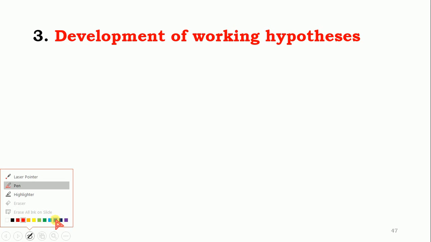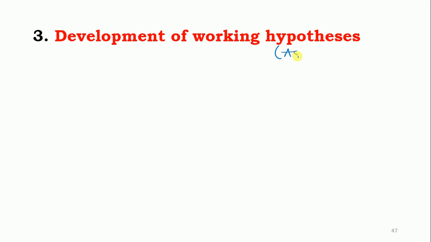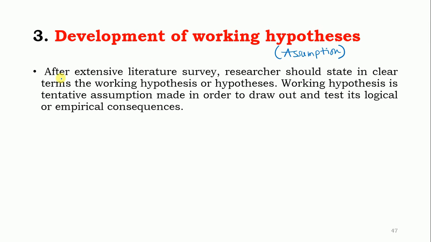That's the second step we have seen already. Development of working hypothesis. Now what is hypothesis? That we have already discussed. Hypothesis means the assumption that you are going to make, which you want at the end of your research. Let's read carefully. After extensive literature review, researchers should state in clear terms the working hypothesis or hypotheses. A working hypothesis is a tentative assumption. That's what I have told you. It's a tentative assumption made in order to draw out and test its logical and empirical consequences.